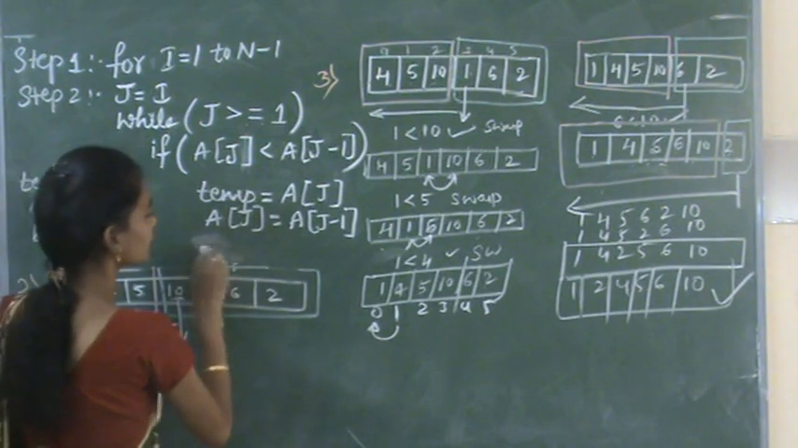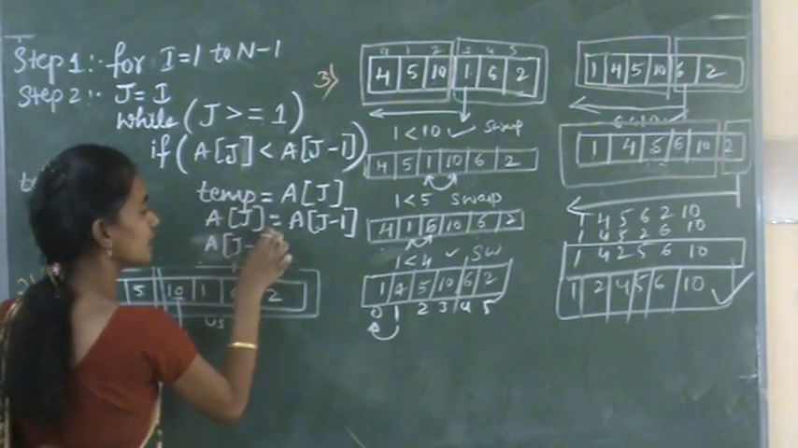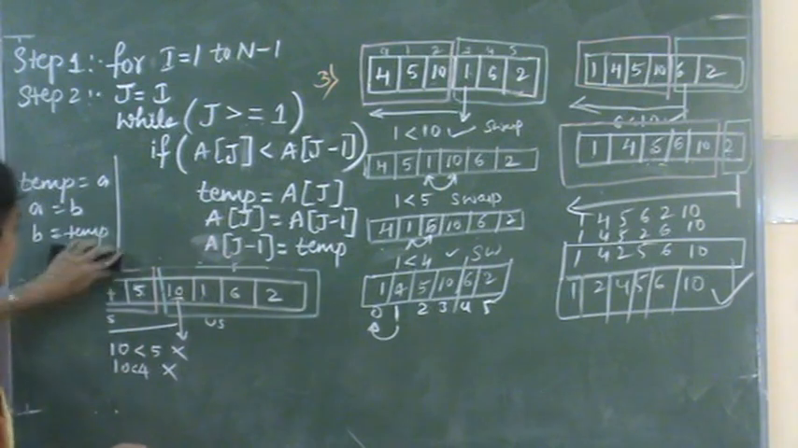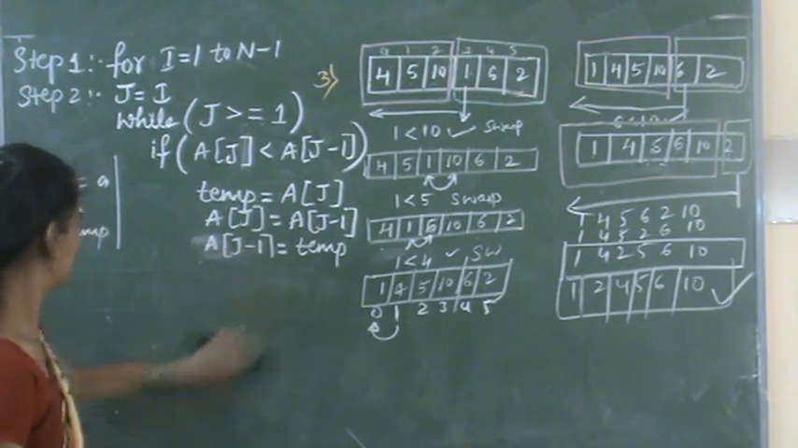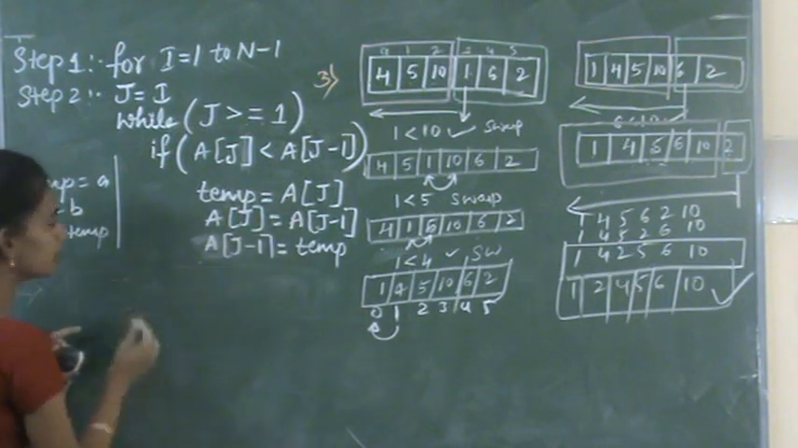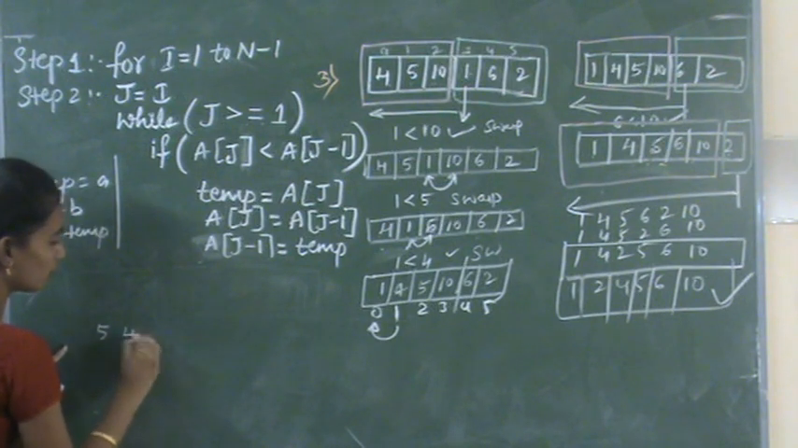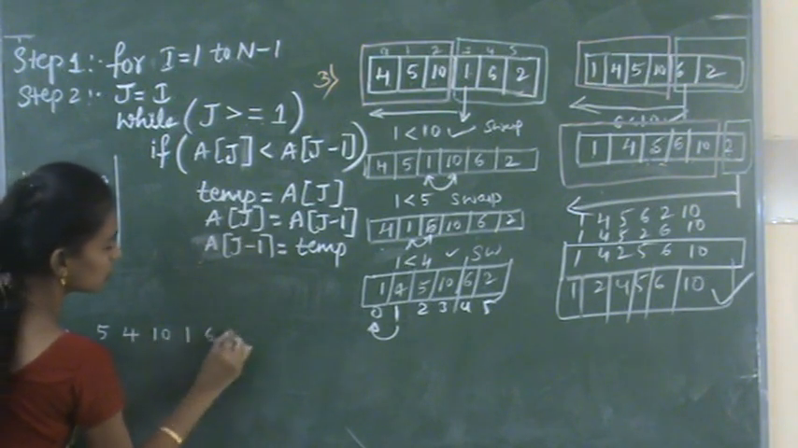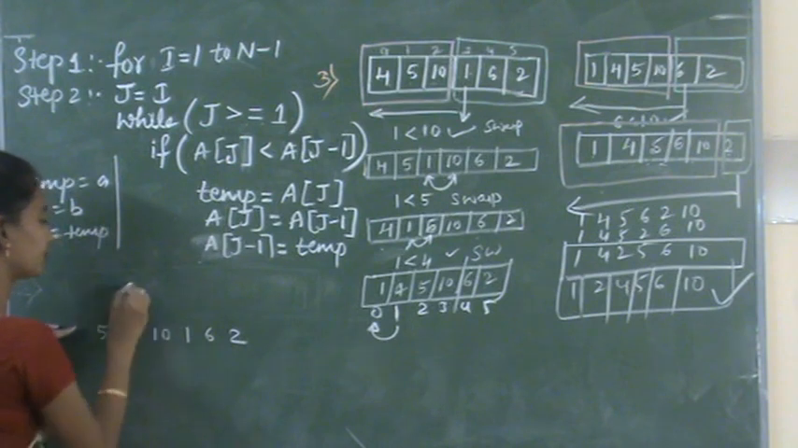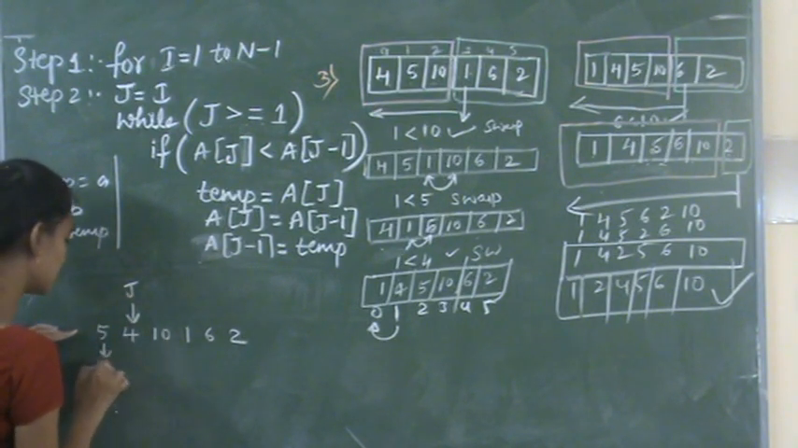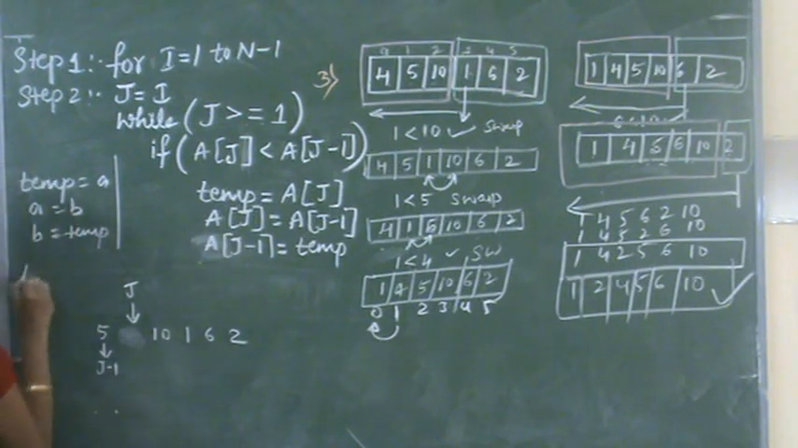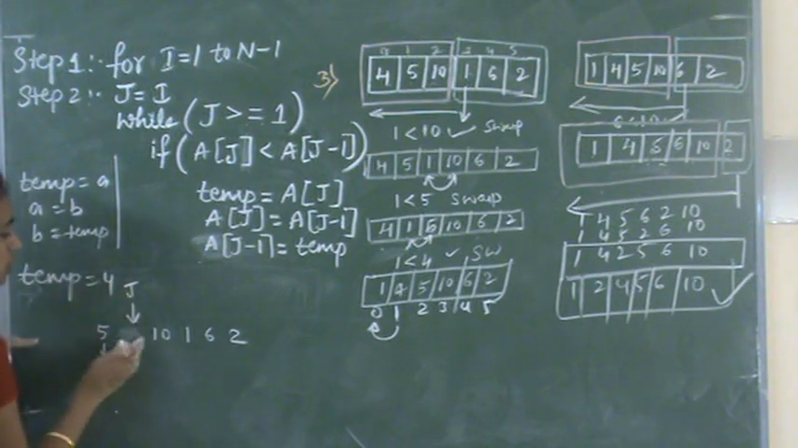After this, whatever value is present in temp is assigned to a of j minus 1. So previously we have 5, 4, 10, 1, 6, 2, right? This is the array we are taking. Now this is j and this is j minus 1. So now I am doing this: 4 is assigned to temp. Now this becomes empty.